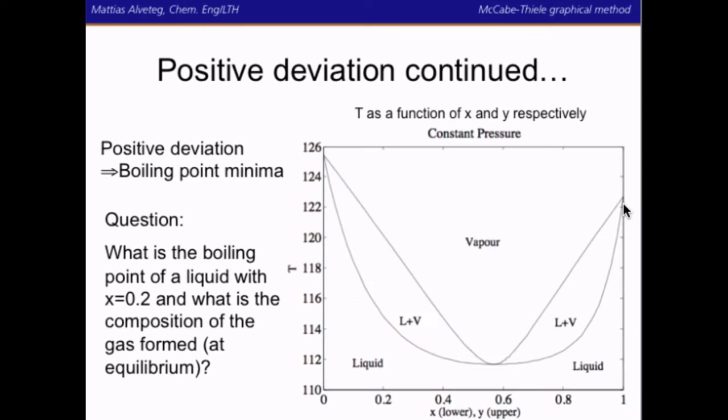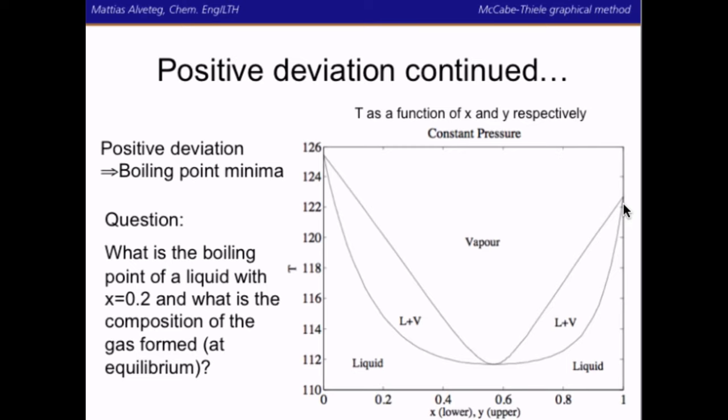If we have positive deviation, we can get a boiling point minima. And here is a question for you to ponder on. What is the boiling point of a liquid with the molar composition 0.2 in the liquid phase? And what is the composition of the gas formed at equilibrium from that boiling liquid?